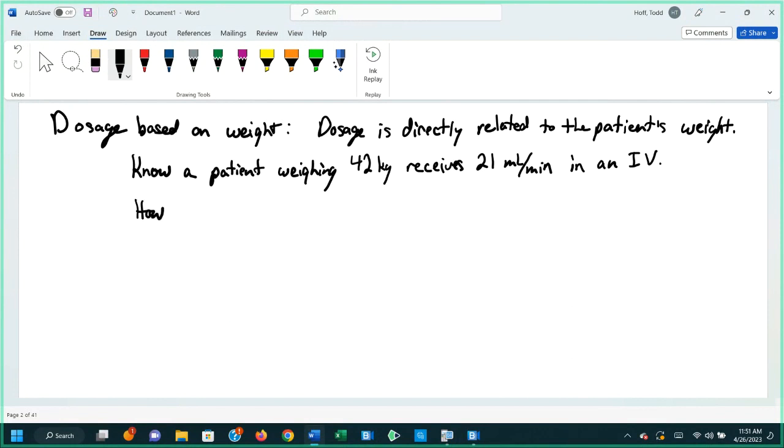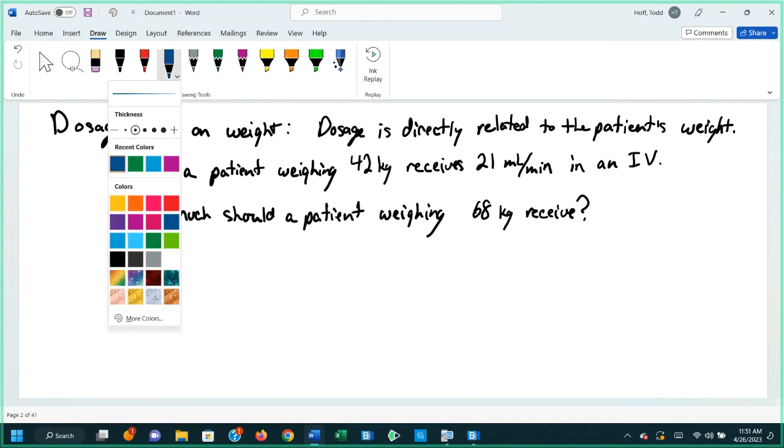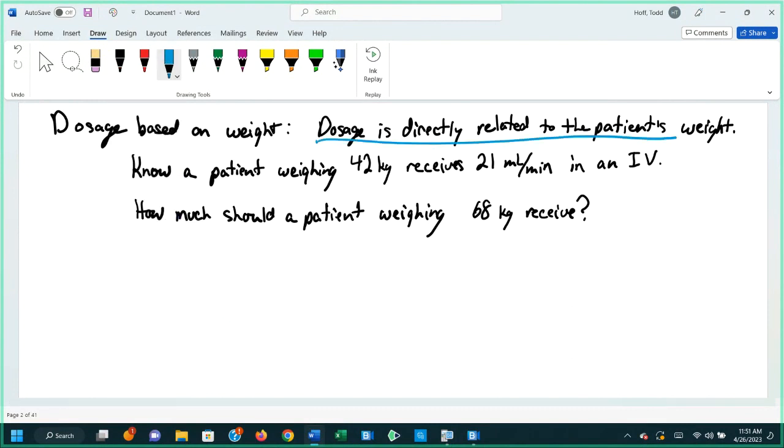Again, knowing that this medication is based on weight, how much should a patient weighing 68 kilograms receive? So we start off with the relationship. Dosage is directly related to the patient's weight. So the dosage equals a constant times the weight.